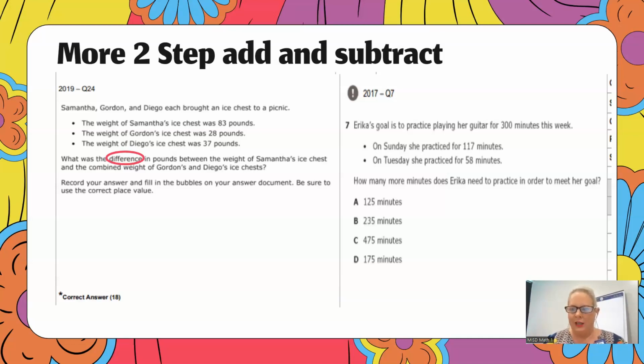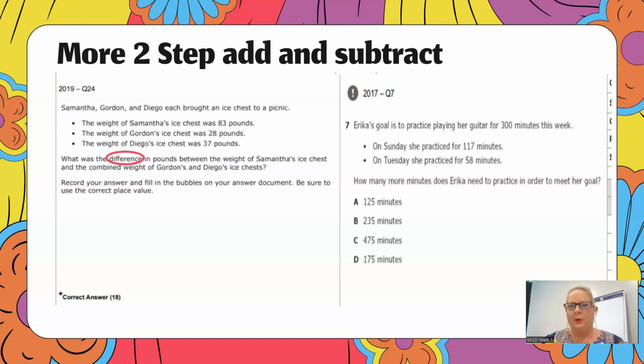So we don't want to teach it like a key word, but we do want to talk about that academic vocabulary and the actions that go with it, okay? In 2017, Erica's goal was to practice playing her guitar for 300 minutes in a week. On Sunday, she practiced for 117 minutes, and on Tuesday, she practiced for 58 minutes. How many more minutes did Erica need to practice in order to meet her goal?